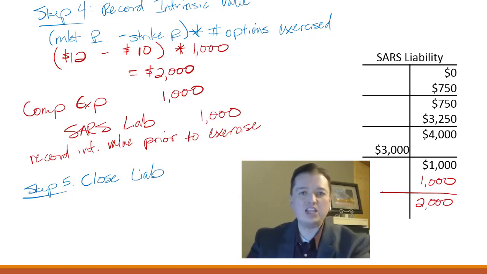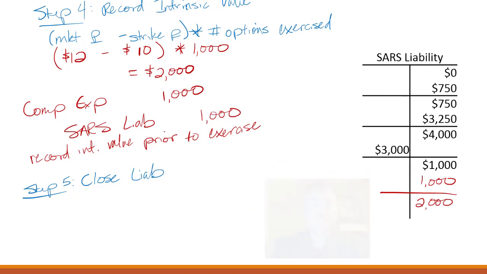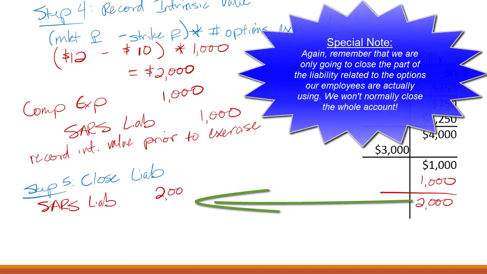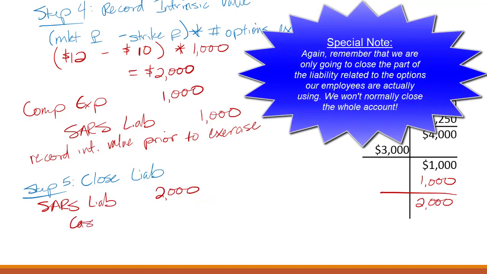Everybody will be happy. They get their extra money. I don't make them angry because they have to find the cash to buy the shares, and I keep my good employees. So let's start by closing the liability by giving them cash. So I'm going to debit my SARS liability, $2,000. That's going to close that out. And I give them the cash. This is the most common, is that people want the cash.